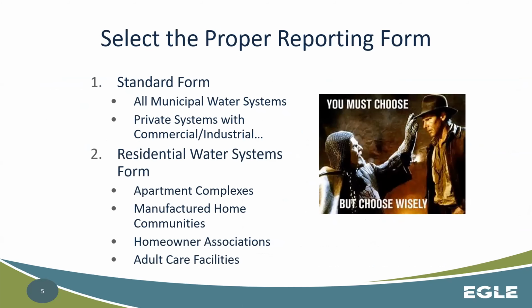When it comes to the two types of forms, we have our standard form, which is what most people are going to be familiar with. Typically, municipalities are going to use this, as well as maybe other systems. They're a little bit more complex, with different customer types, and it's not easy to just drop everyone into one bucket. For some of the smaller and simpler systems, we do have what we refer to as a residential water system form, which is basically, you don't need to figure out who's doing what with the water. Everyone is the same customer type. We don't need to be separating people out.